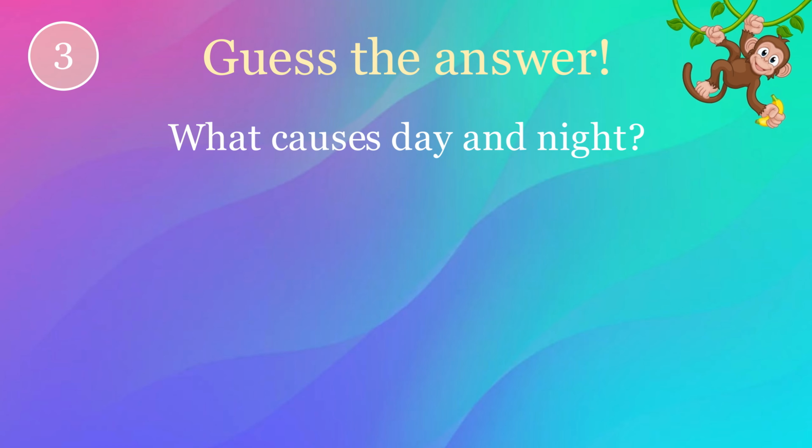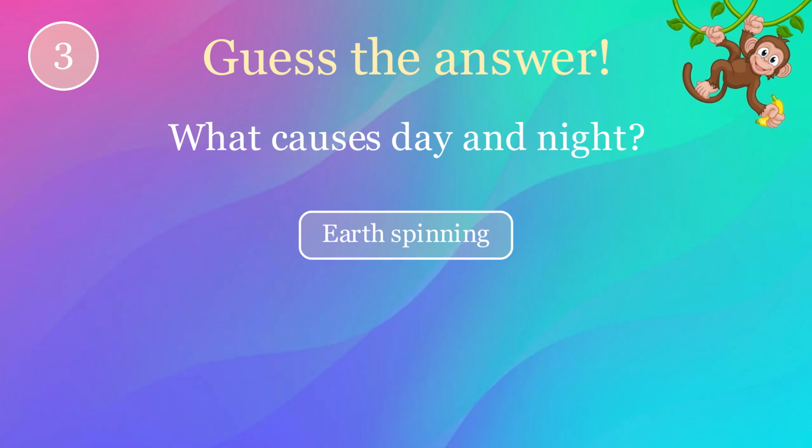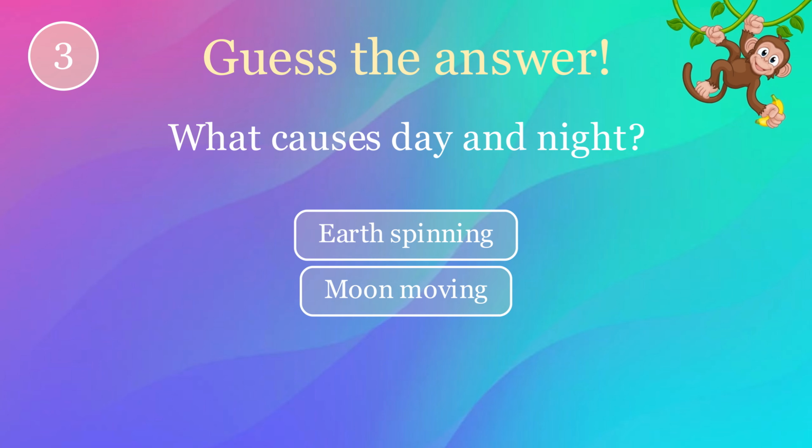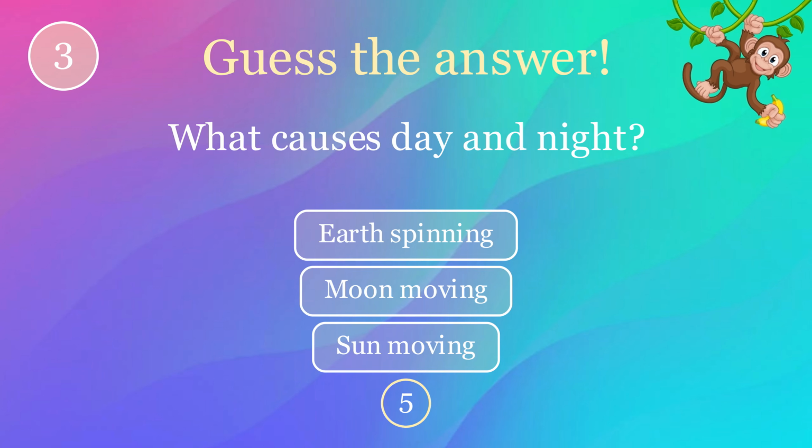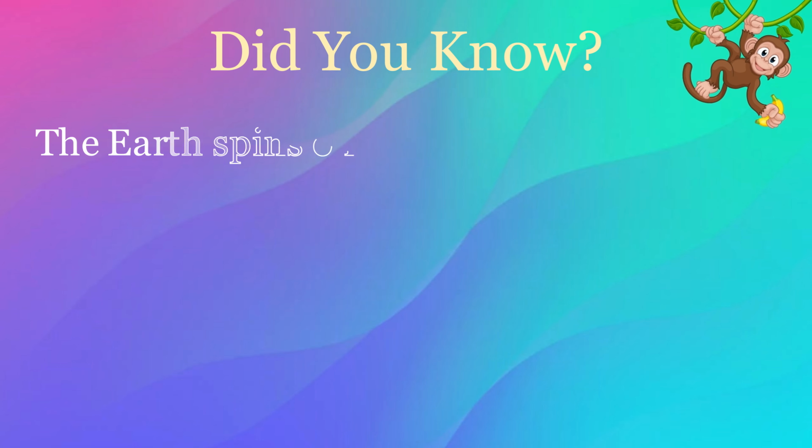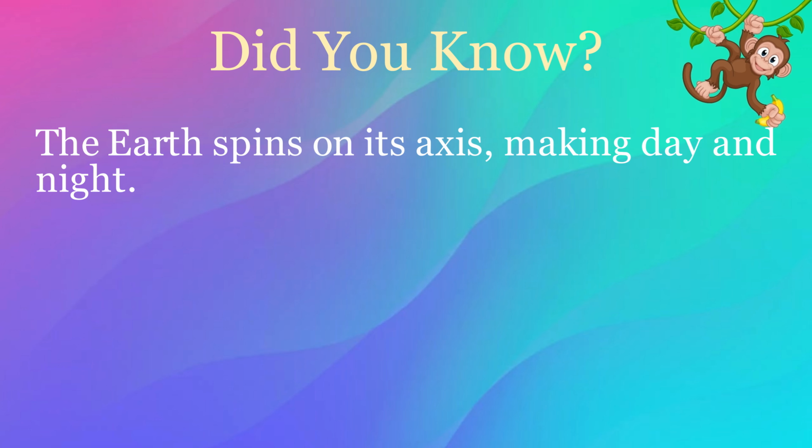What causes day and night? Earth spinning. Moon moving. Sun moving. The correct answer is Earth spinning. Here's an interesting fact. The Earth spins on its axis, making day and night.